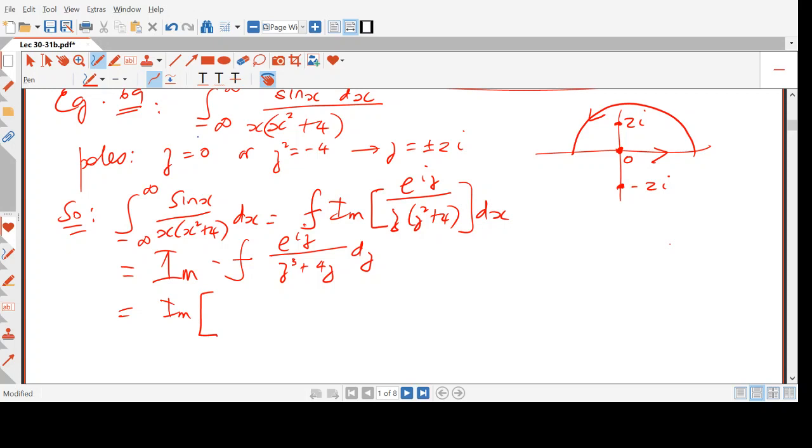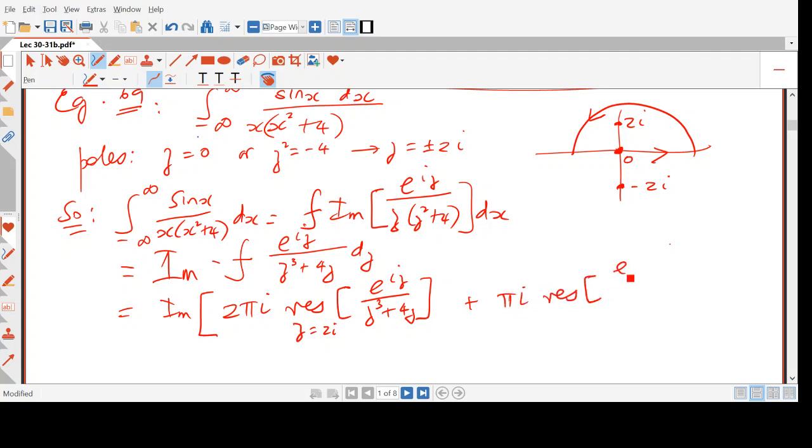Now there are 2 poles that are relevant. So one is 2i, that's a standard complex pole, so it's 2 pi I residue of e to the I z over z cubed plus 4z at the point z equals 2i, plus the other one is half in and half out, so it's a principal value, so it's pi I residue of e to the I z over z cubed plus 4z, this one at z equals 0.